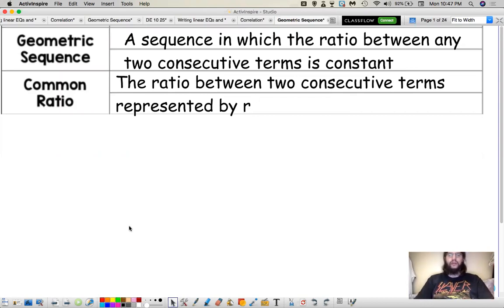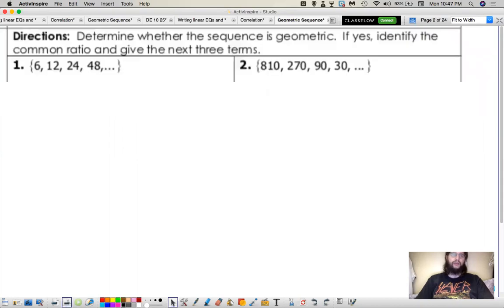So if we have 2 times 3, that's 6, times 3, well, that's 18, etc. That's geometric. Instead of adding, we're multiplying. Now we need to determine if these are geometric, and if they are, we're going to identify the common ratio. To get our common ratio, we take our second term divided by our first term. 12 divided by 6, that's 2. Since we're not sure if it's geometric or not, check them all. 24 divided by 12, 2. 48 divided by 24, 2. So yes, this is geometric, and the common ratio is 2.